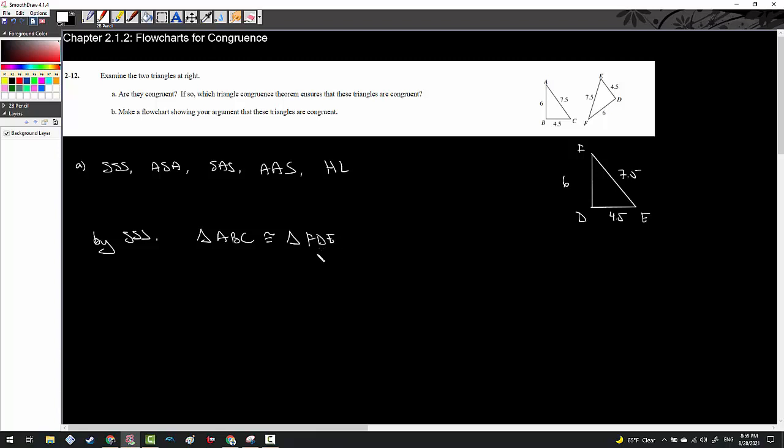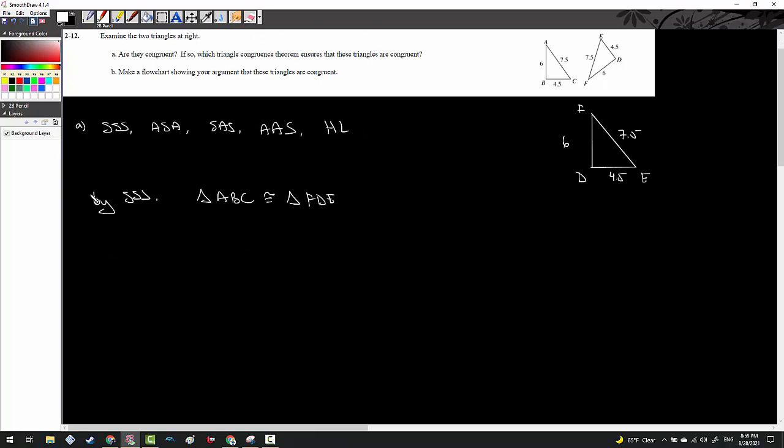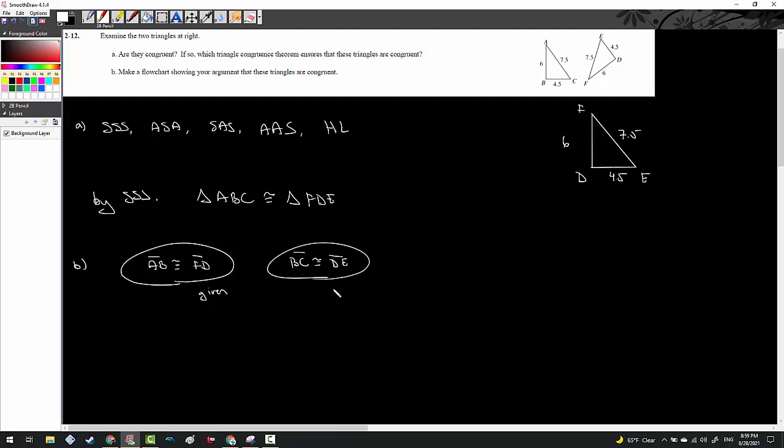Now, if I wanted to make a flow chart showing that the argument was true, then I would just do that. I mean, this is straight out of Integrated 1 right here, where I could say that side AB is congruent to side FD, and the reason for that would be given. I could say that side BC is congruent to side DE, and that would be given. And then I could say that side AC is congruent to side FE, and again, that's given.